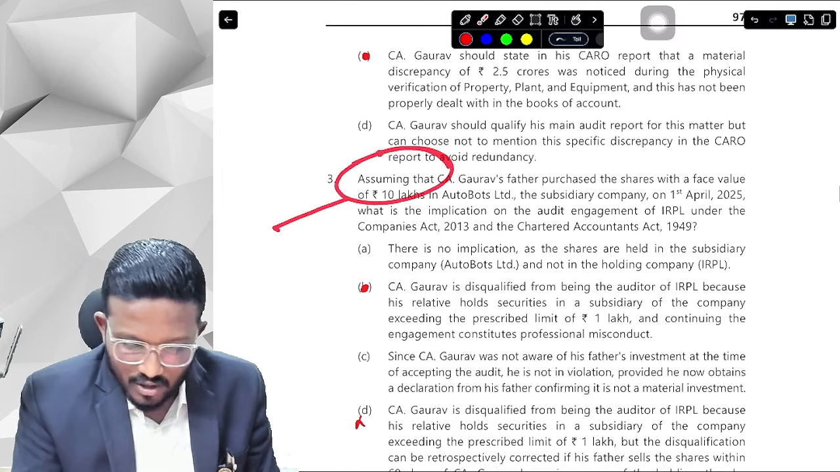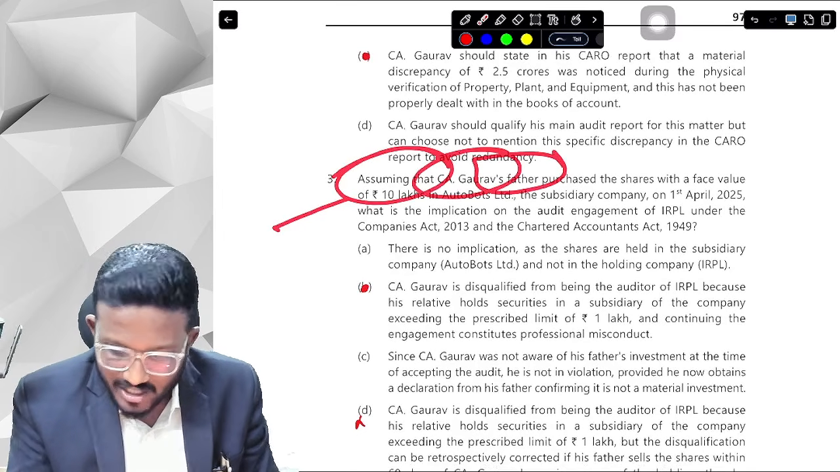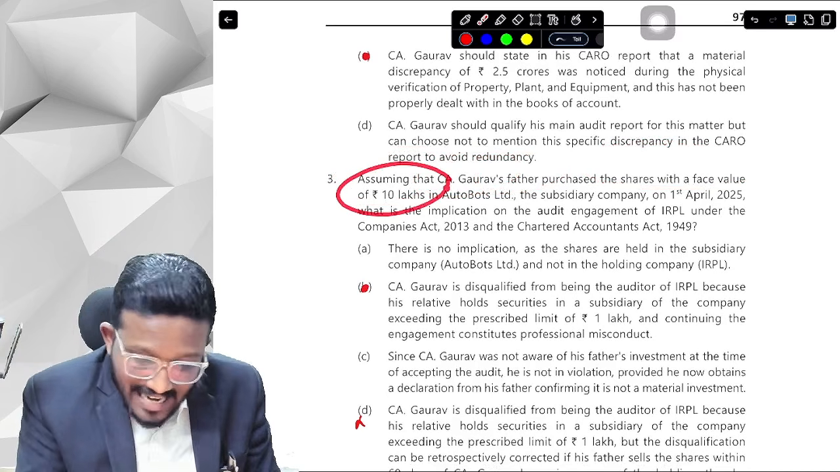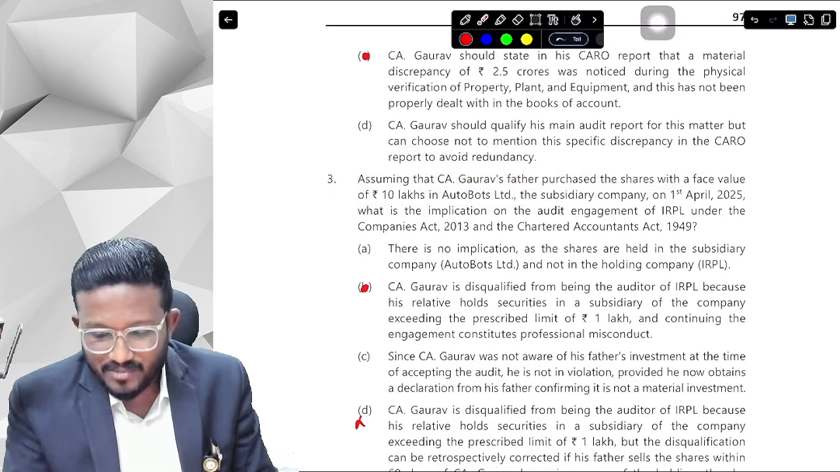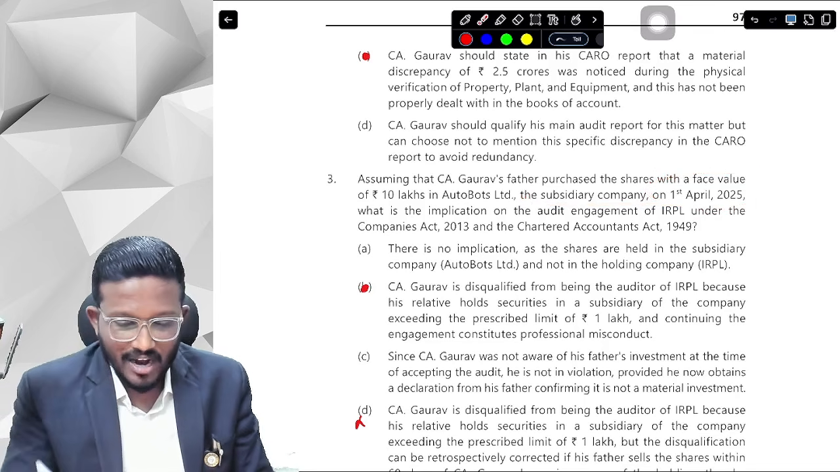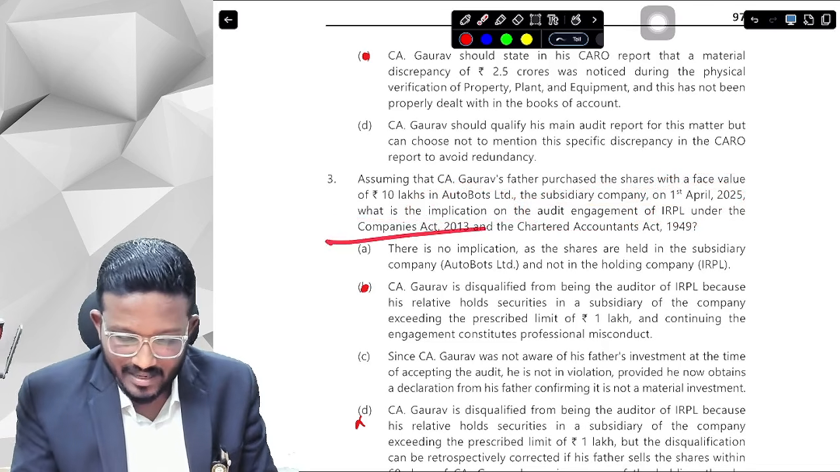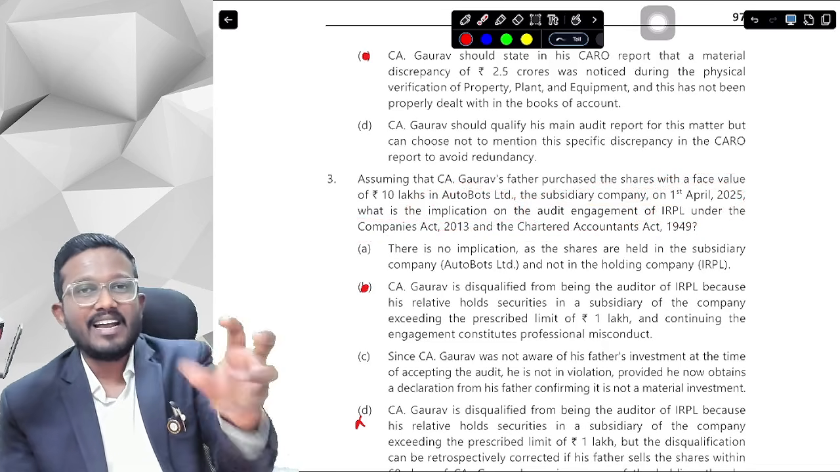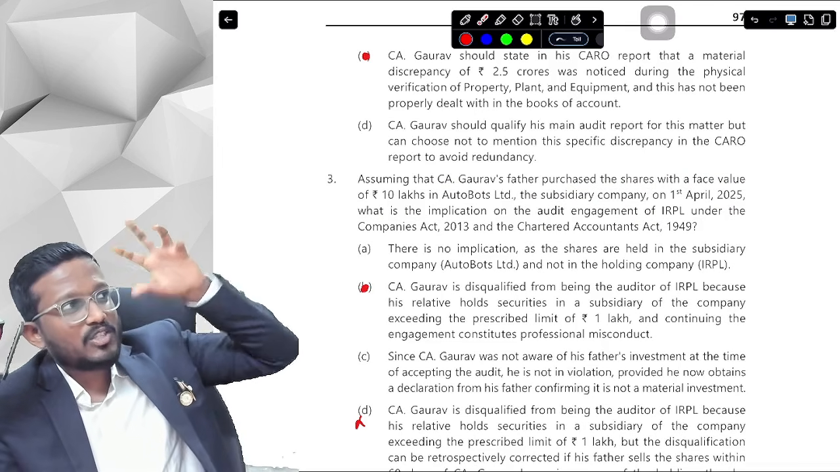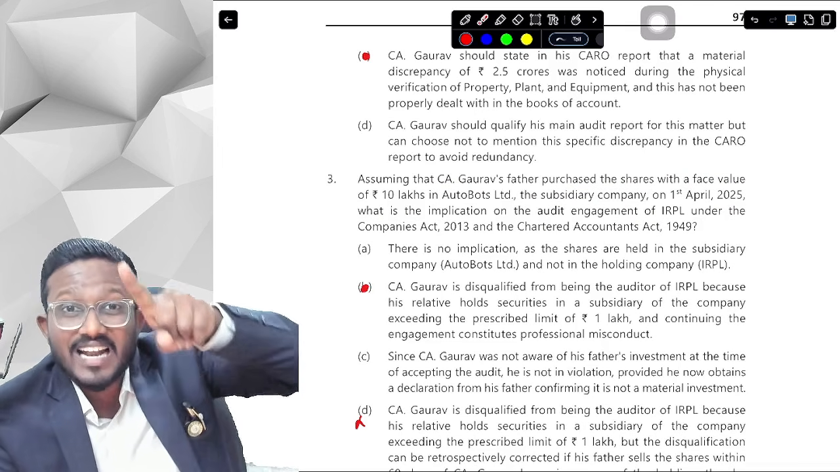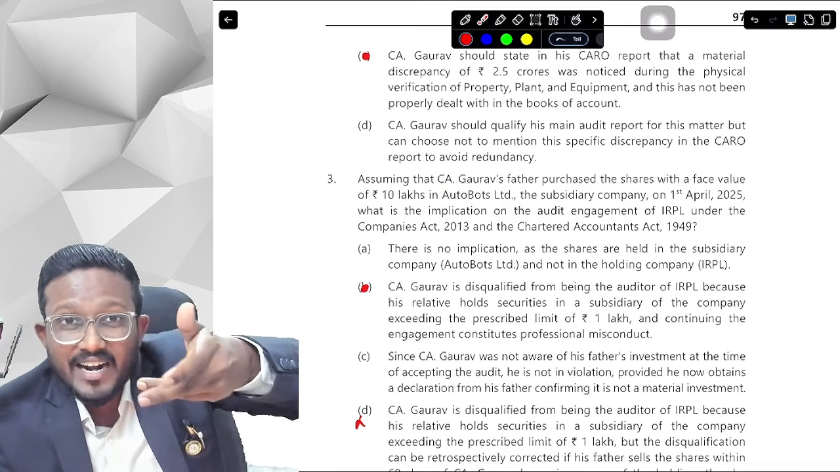Next, we need to assume that this particular auditor's father purchased shares with a face value of 10 lakh in Autobots Limited, the subsidiary company, on 1st April 2025. Now, what is the impact on the audit engagement of IPRL Limited under the Companies Act and the Chartered Accountants Act? So basically, if I am the auditor and my father purchased shares in the company of face value 10 lakh rupees, then will I be disqualified as an auditor?